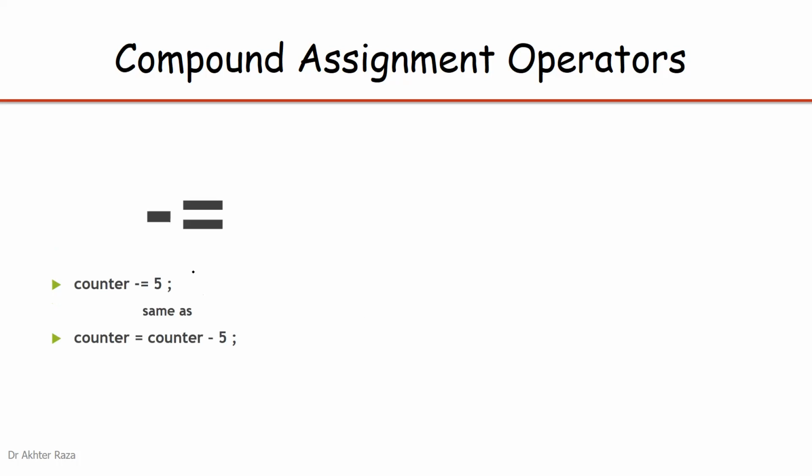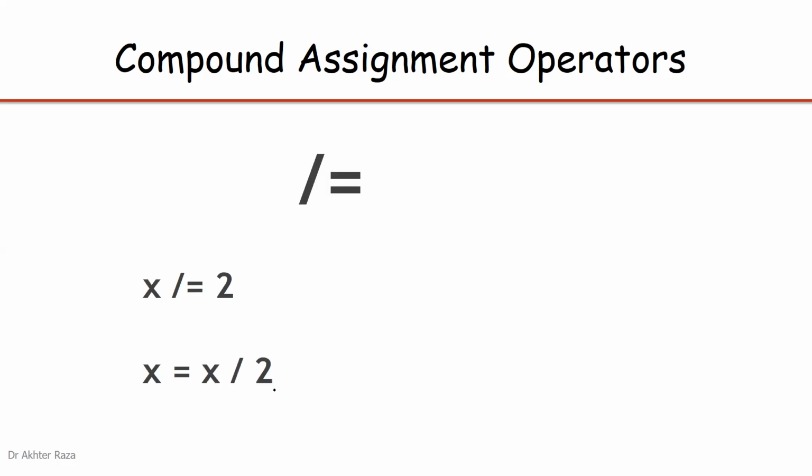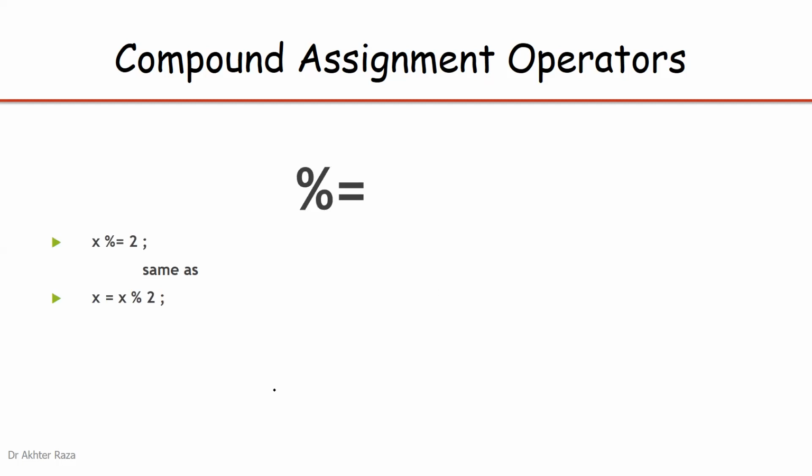Now minus equal: counter minus equal 5 is the same as counter is equal to counter minus 5. The 5 is decreased from the counter. Now similarly you can use multiply equal and divide equal. The last one we have is percent equal. Percent equal will give you the remainder.